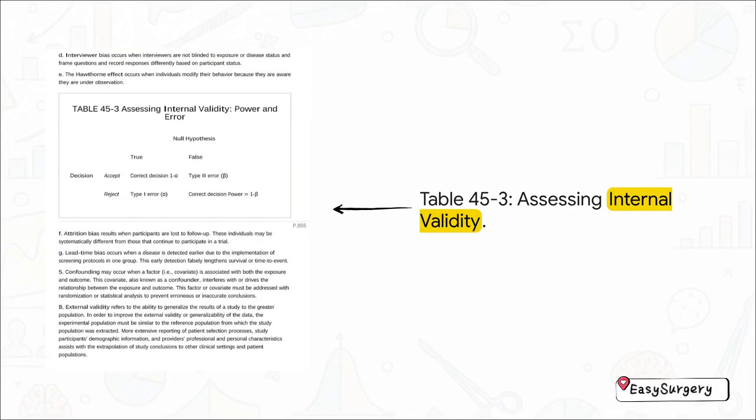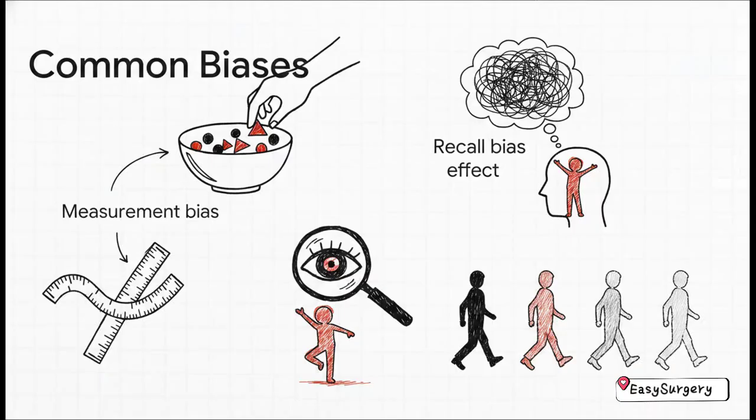Remember this relationship. As type 1 error decreases, type 2 error increases. To minimize both types of errors simultaneously, you literally just have to increase your sample size. Now for a rapid-fire rundown of the biases that can compromise your data. Selection bias happens when participants systematically differ from non-participants. Measurement bias is an error in exactly how exposure or outcome is recorded. Recall bias hits when participants just remember past events inaccurately. Interviewer bias happens when an unblinded researcher frames questions differently.